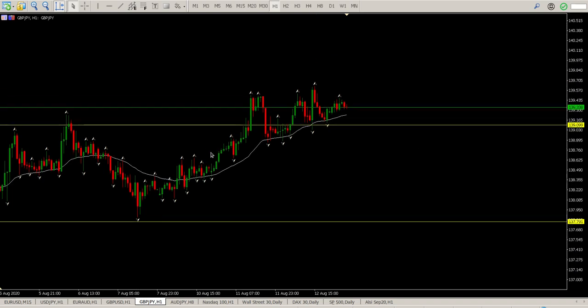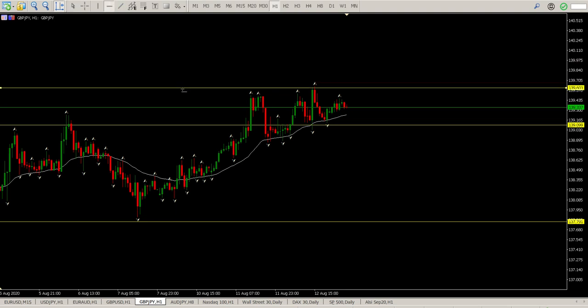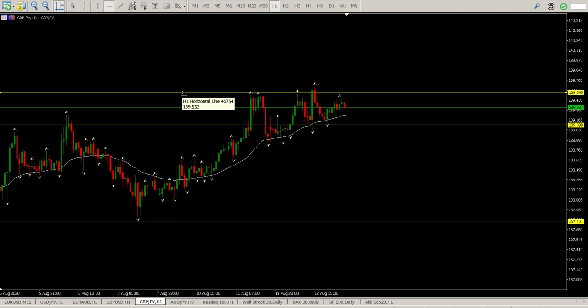Even on the hour, you can see we're coming back using the moving average as our support. So obviously we need to clear this area here. I'm going to put that level in there. So this is the level we need to clear.